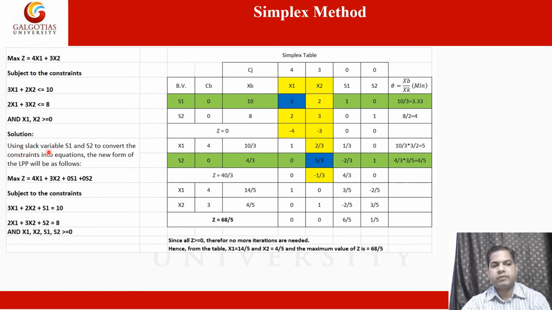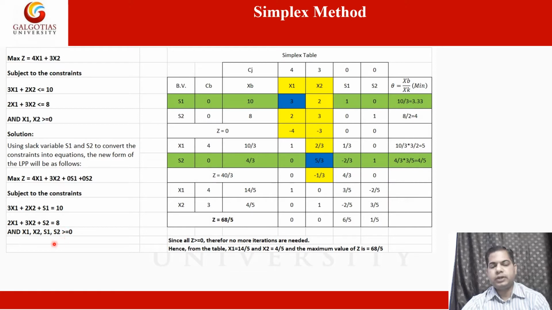So using slack variables s1 and s2 to convert the constraints into equations, the new form of the LPP will be as follows. Max z will be, as we know that the slack and surplus variables have a coefficient of 0 in the objective function. So this will be 4x1 plus 3x2 plus 0 into s1 plus 0 into s2. And my constraints would be 3x1 plus 2x2 plus s1 is equal to 10, and the second will be 2x1 plus 3x2 plus s2 is equal to 8.